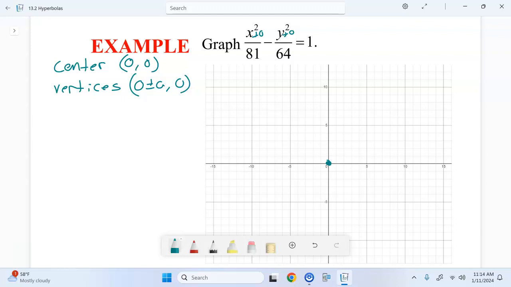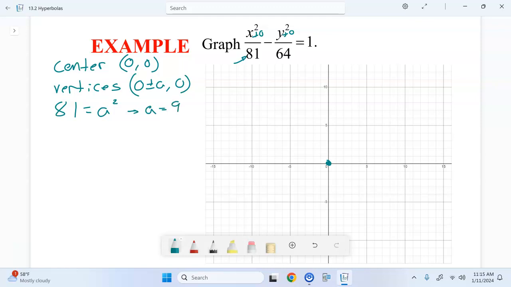Why do you think it's going to be horizontal? Not because the a is bigger, but because the x is first. This one's going to be slightly different because of that subtraction. We're looking at what's first. So x is first, so we're going to be horizontal. Okay? A is always first on our ellipse, so a squared is 81, meaning that a is what?